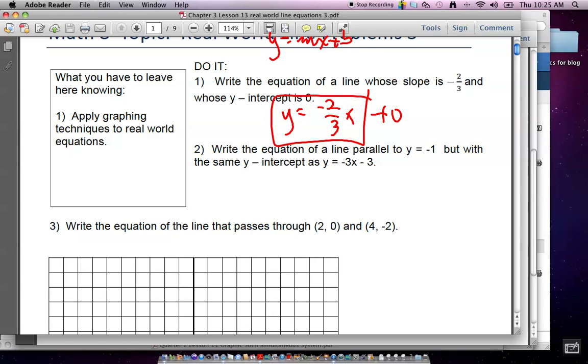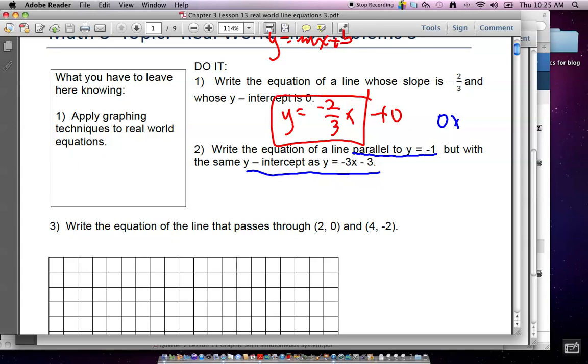Second question says, write the equation of a line that's parallel to y equals -3. Now, what do we know about parallel lines? Their slopes are, everybody? The same, equal, good. But with the same y-intercept as this guy. All right, what's the slope of the first line here? y equals -3. Oh, that's weird. Well, what do you think the slope would be? Isn't the slope always the thing that's in front of the x? Right? Where's the x? There is no x. So that means there are 0 x's, agree?